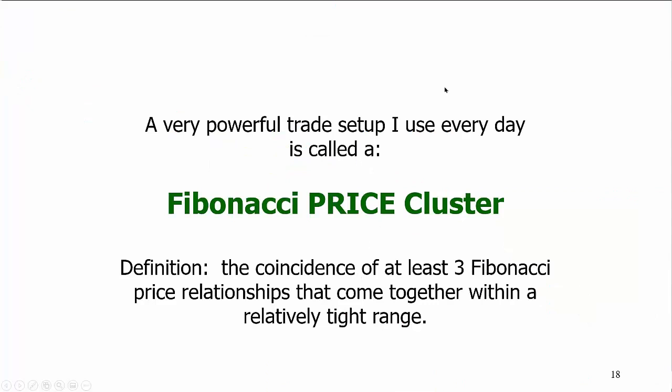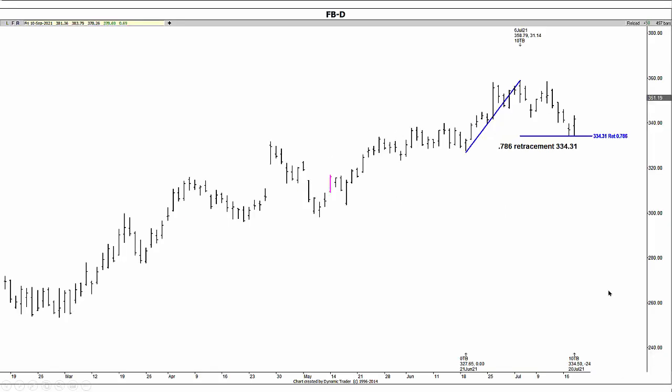Okay, so those are the price relationships that I use. I use retracements, extensions, and price projections. But then a very powerful trade setup that I use every single day is called a Fibonacci price cluster. The definition of a Fibonacci price cluster is the coincidence of at least 3 Fibonacci price relationships that come together within a relatively tight range. Okay, so we're going to go over an example of one.